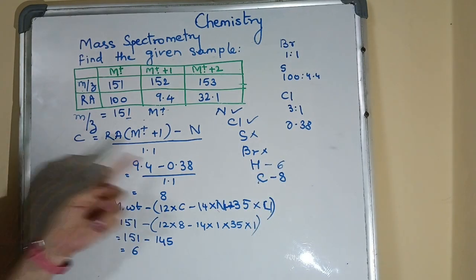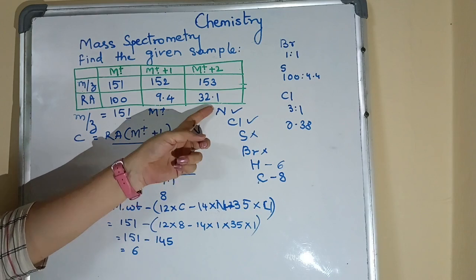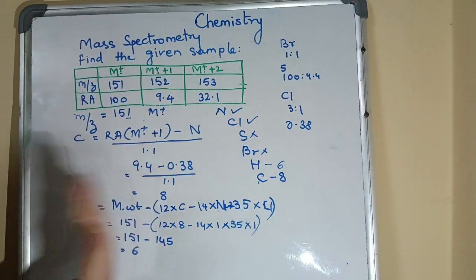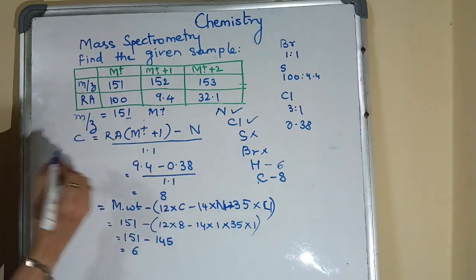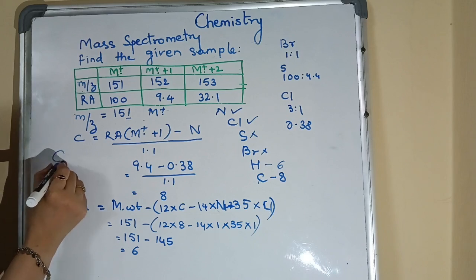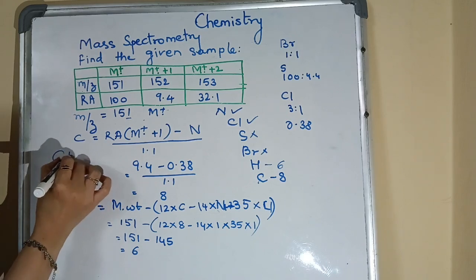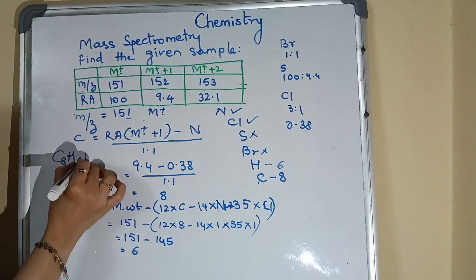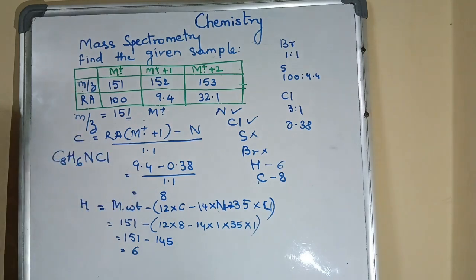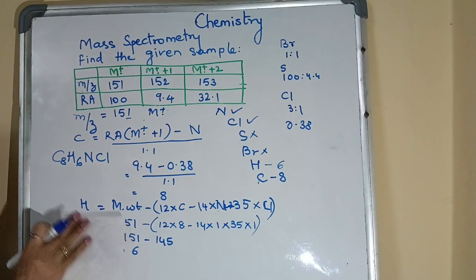Now we have carbons, we have hydrogens, we have chlorine, we have nitrogen. So our molecular formula, we can say that it is C8H6NCl. Okay. So let us find out the saturation. For finding out the saturation, we use the formula of DBE.